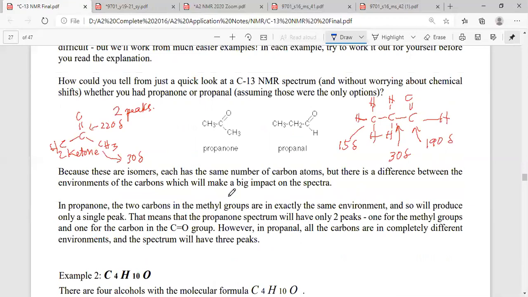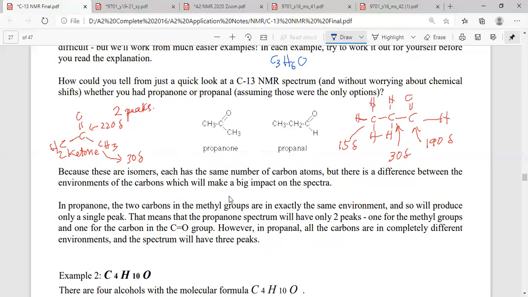Now this one here. I've got two isomers here. These two have the same molecular formula, C3H6O: 3 carbons, 6 hydrogens, 1 oxygen. Of course, one is propanone, a ketone, and the other is an aldehyde.